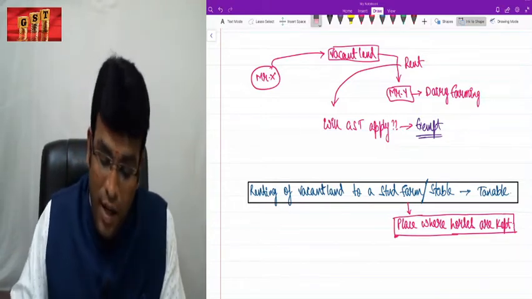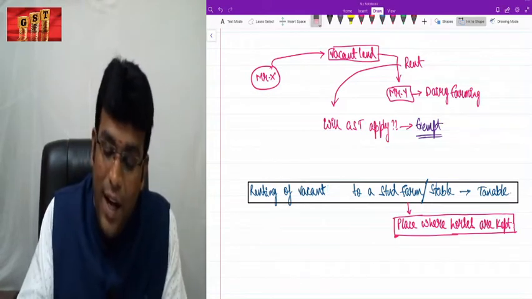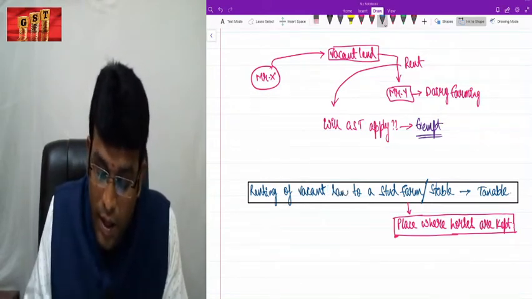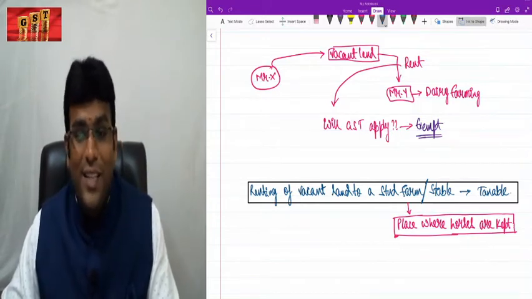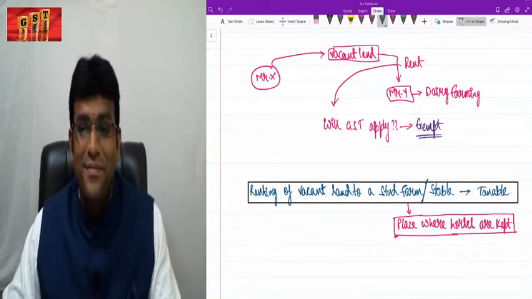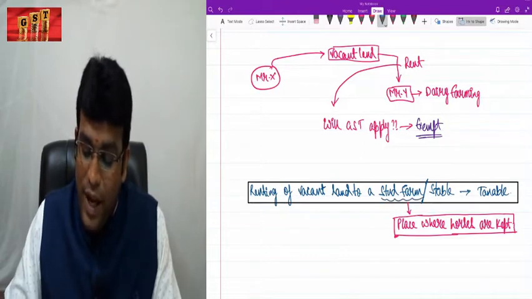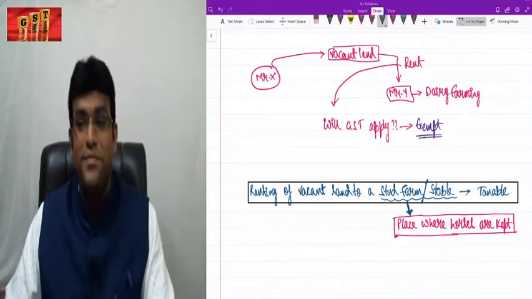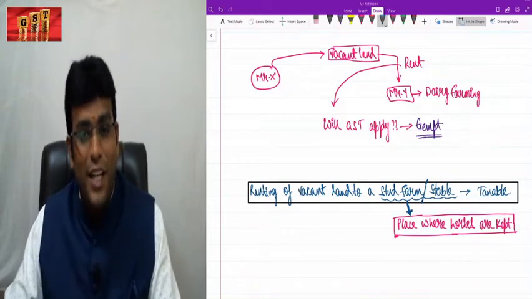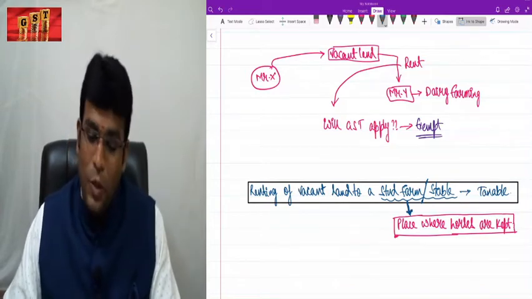So what is covered here? Renting of vacant land to a stud farm or stable is always taxable. And a stud farm or stable is a place where horses are kept, my dear friends. Clear? Makes sense, right?